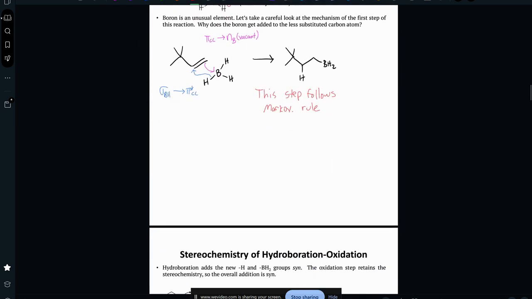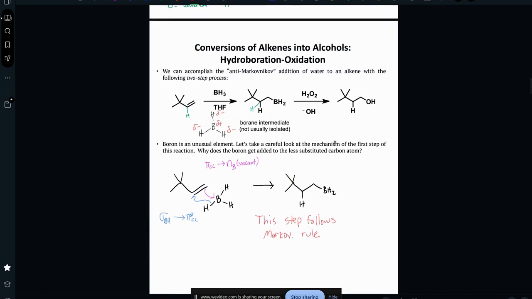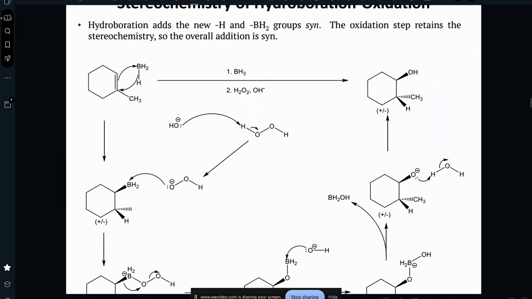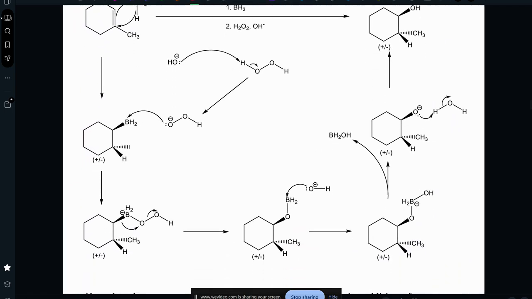The second step has a complicated mechanism. I will show that mechanism to you, but I'm not going to ask you to remember it or remember how it works. Again, all these reactions this week in this module, we're focused more on what is the outcome. So in the second step, we're adding hydrogen peroxide and a base. And effectively what it does is it replaces the boron with an oxygen. Okay. If you're interested in how that happens, here is the mechanism for that second step.